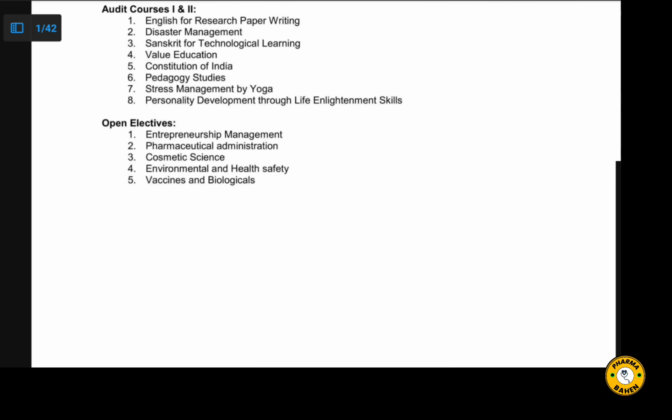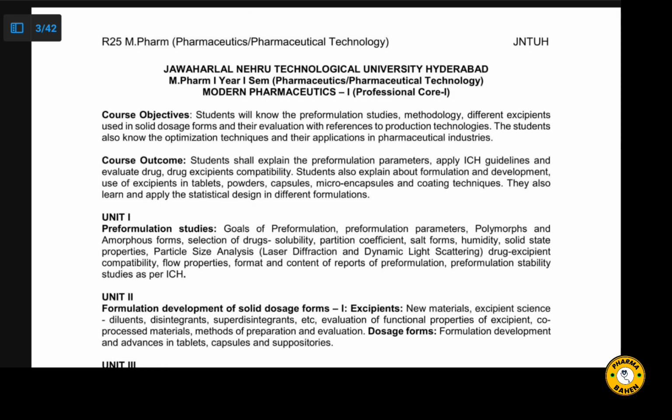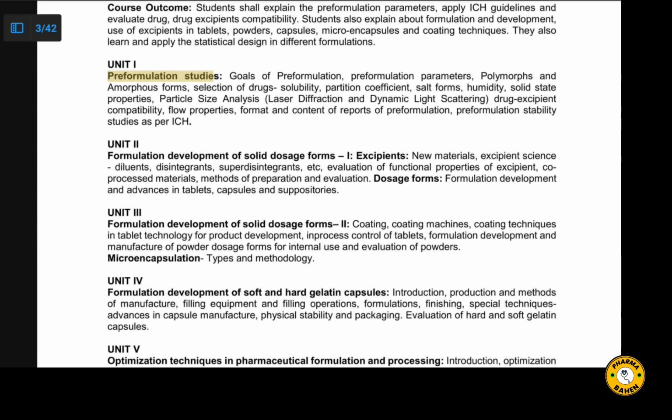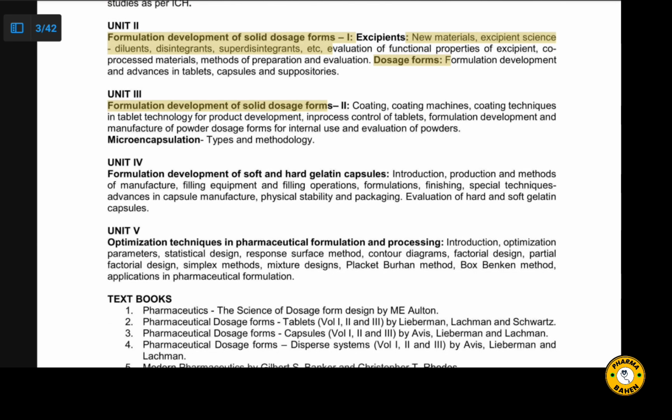Then let's go with the overview of the syllabus. In the first unit, the subject of Modern Pharmaceutics 1, we have pre-formulation studies, formulation development of solid dosage forms, excipients and dosage forms, pharmaceutical development of dosage forms of microencapsulation, formulation development of soft and hard gelatin capsules, optimization techniques in pharmaceutical formulations and processing.